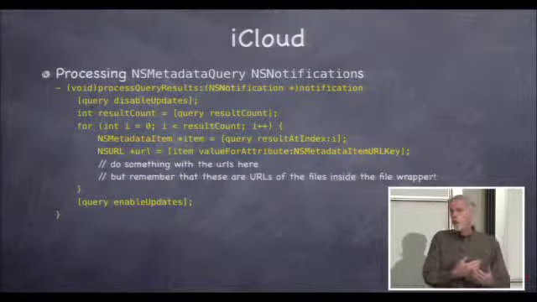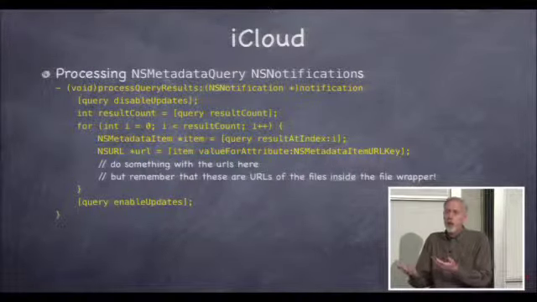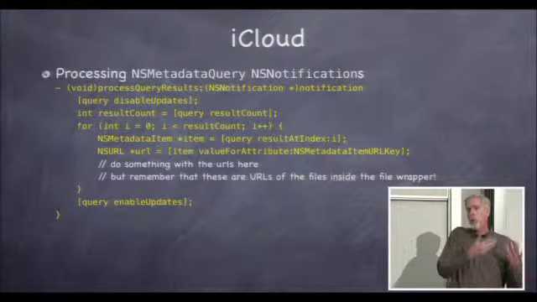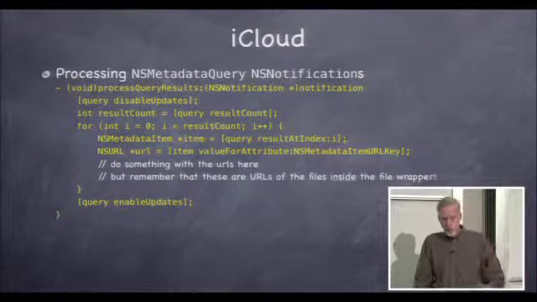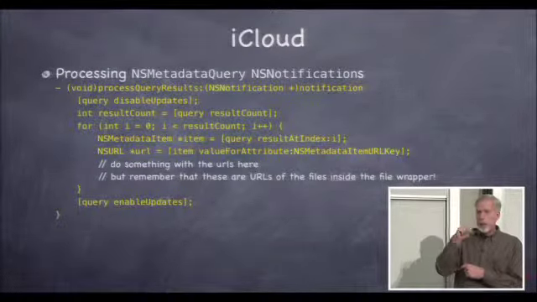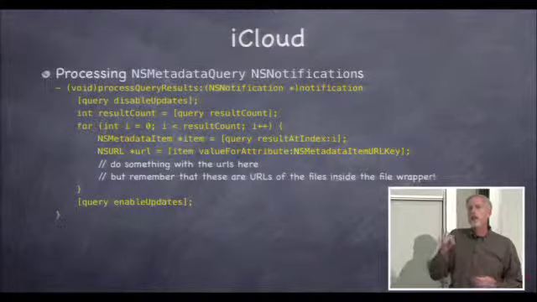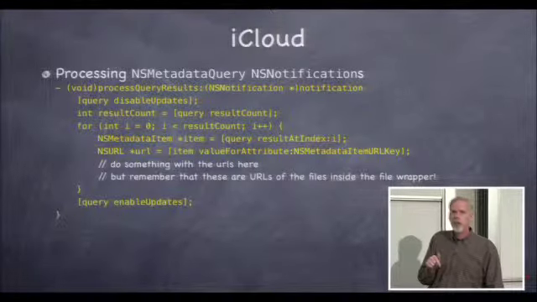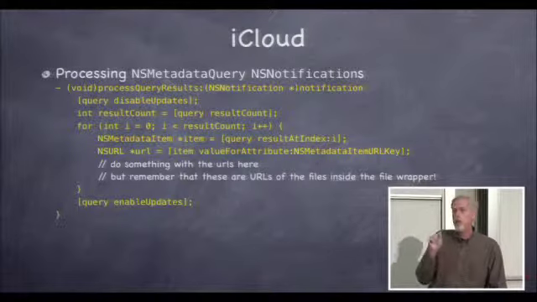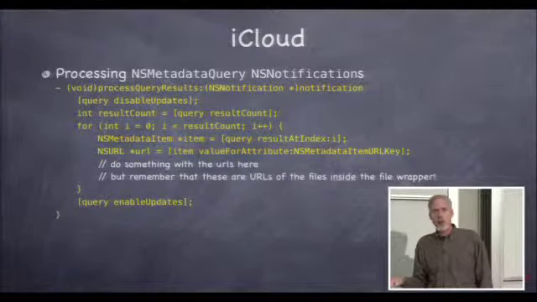Now, once we have that URL, we start doing something with it. So if we queried for our documents, here we might be adding documents to some list in a table view, or removing documents, or resetting our list of documents, whatever. One thing to be very careful about, though, is that these are URLs of files. You do not get URLs of directories here. And your UIManagedDocuments are file wrappers. They are directories.